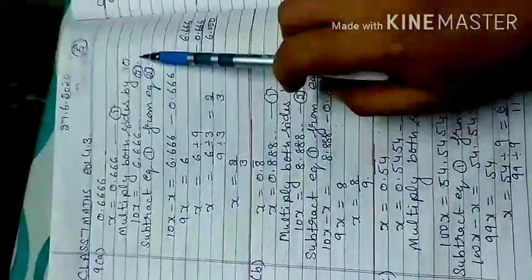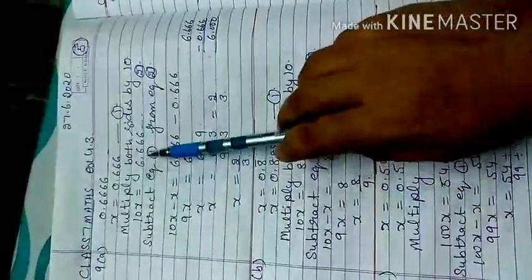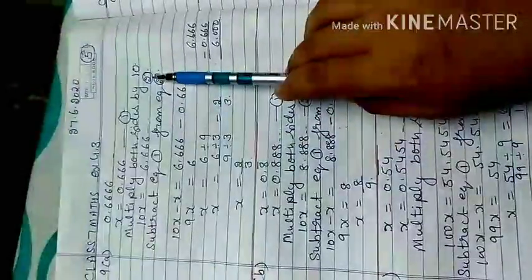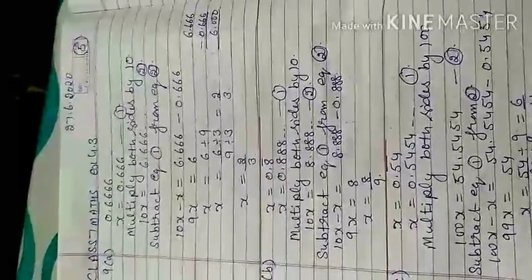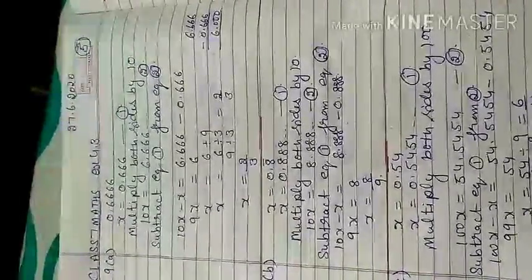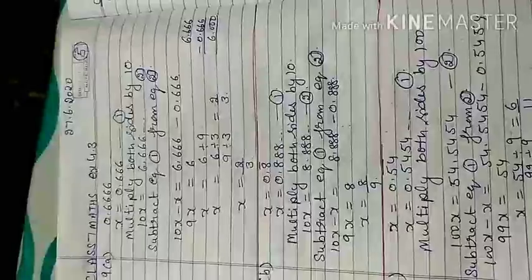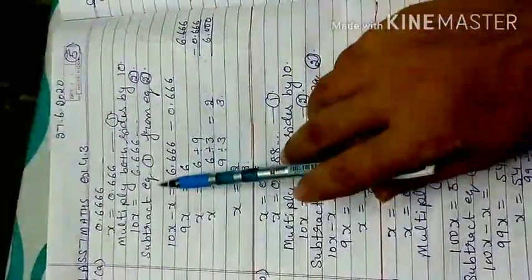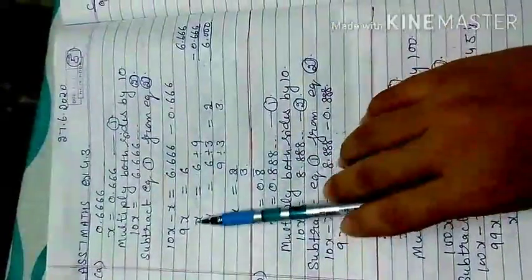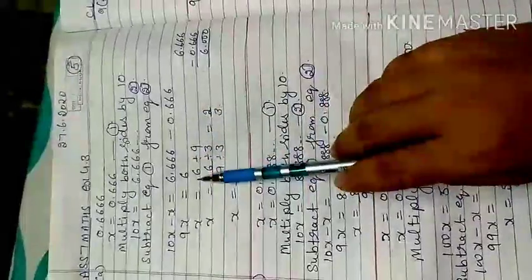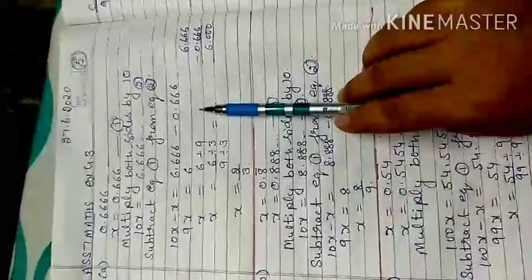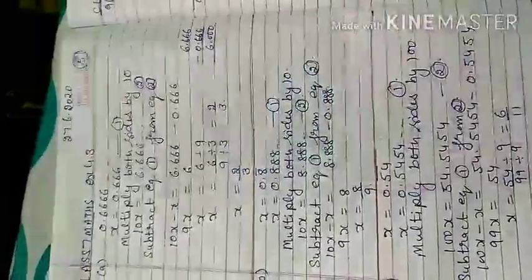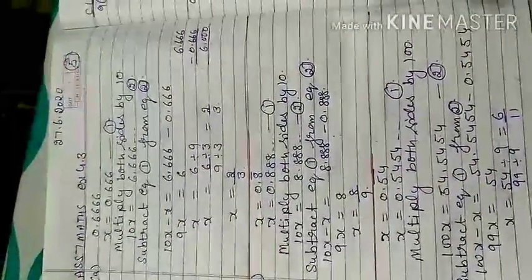Now multiply both sides by 10. 10x is equal to 6.666. That is my second equation. Because there is only one digit, how many digits I have to shift? I multiply with the multiple of 10, that is a combination of 1 with that number of zeros. Then subtract equation 1 from equation 2. I get 9x, and after subtraction here 6, because after decimal if digits are same, so after subtraction that gives me 0, and there is no value of 0 after the decimal.